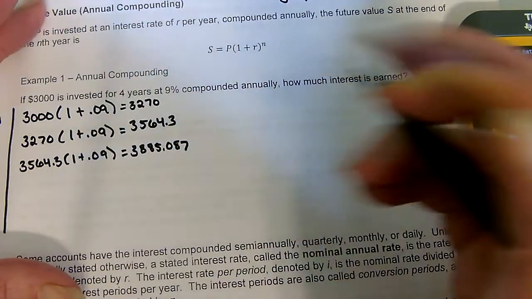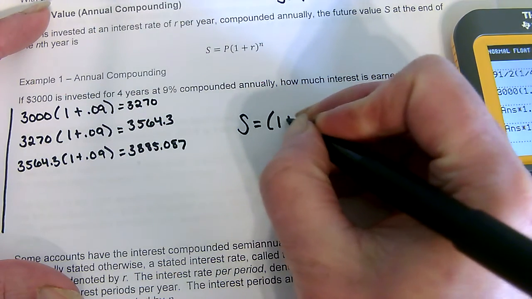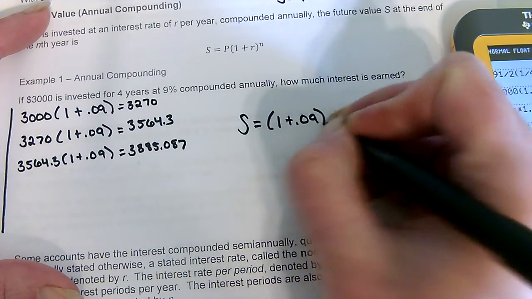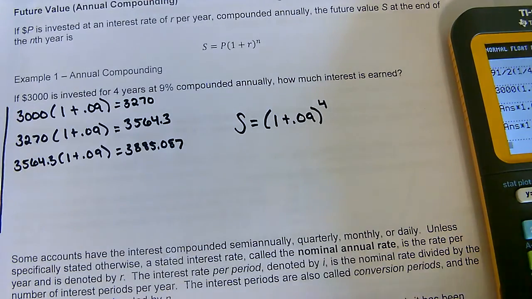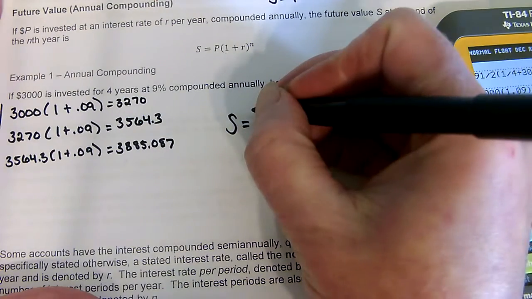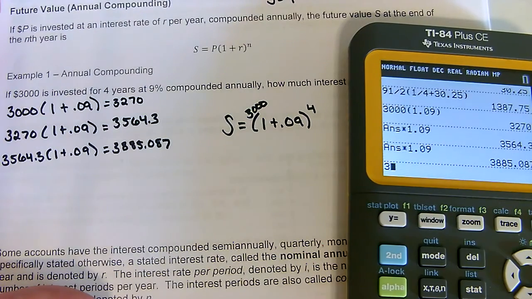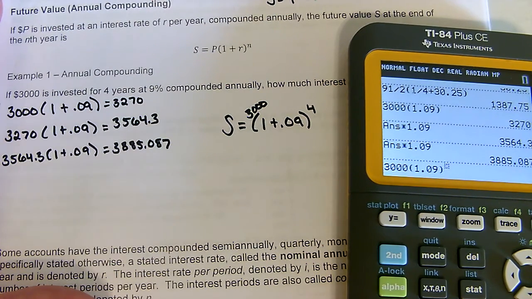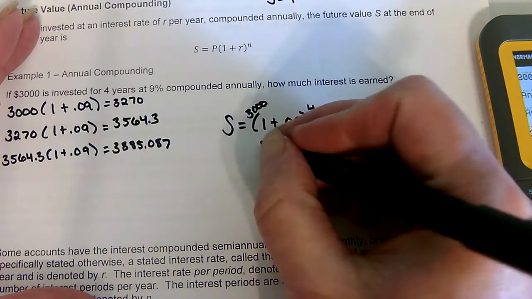Instead of having to do all of this work, this shortcut says we're going to take 1 plus 0.09 and do it to the 4th power, because I'm multiplying by 1.09 4 times. Oops, I forgot my principal. This should have the 3,000 right there. Let's see if I can do this faster. 3,000 times 1.09 to the 4th power. And it's going to get us there faster.